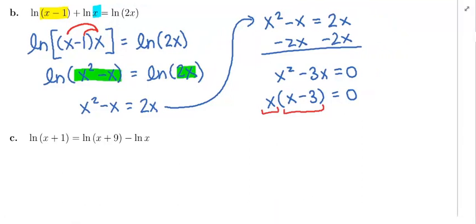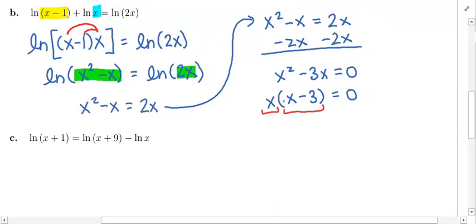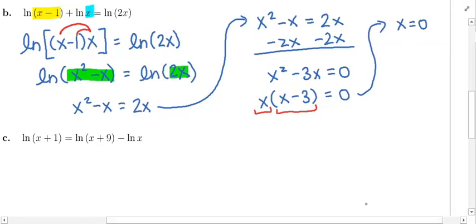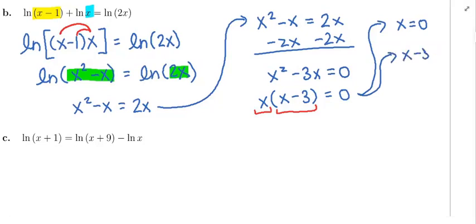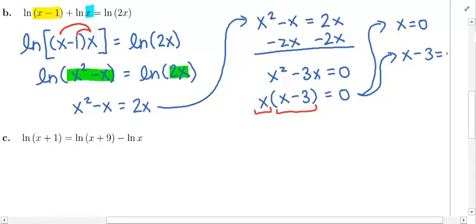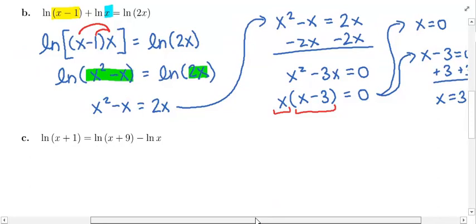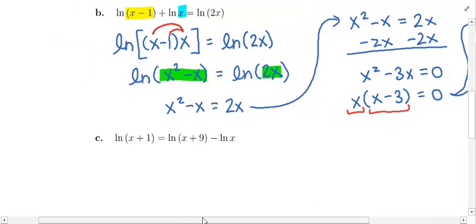Remember, factors are the things that we're multiplying together. So x is a factor and x minus 3 is a factor. So we're going to set x equal to 0. That's already solved. So that's going to be one of the potential solutions. And then the other factor, x minus 3 is equal to 0. So if we solve that, move 3 over. So we're going to get x equals positive 3. So we have two potential solutions. We need to go check in the original equation to make sure everything works out.